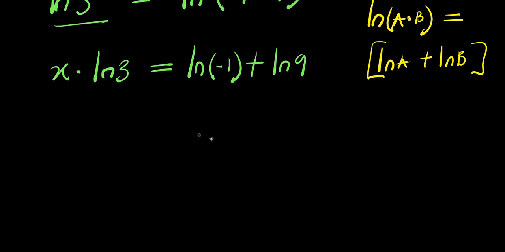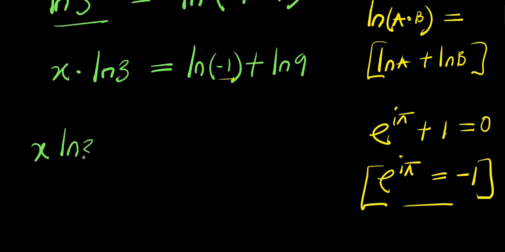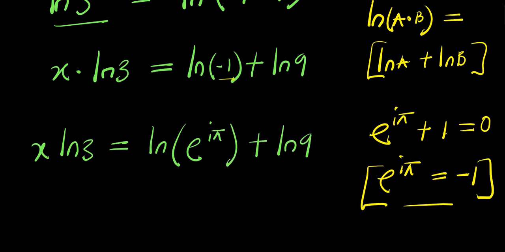So right here, consider this as well. If you have e to the power of i times pi plus 1 equals 0, we have e to the power of i pi equals negative 1. This is for this here, so we simply have x times natural log of 3 equals natural log of e to the power of i times pi plus natural log 9.